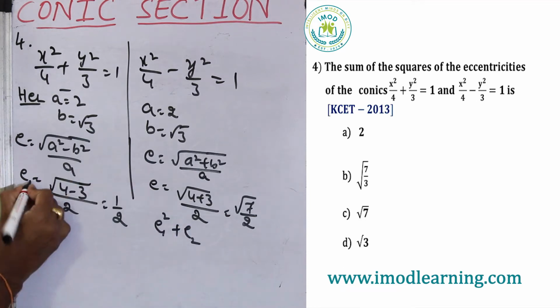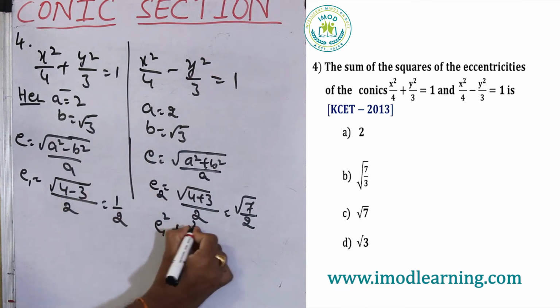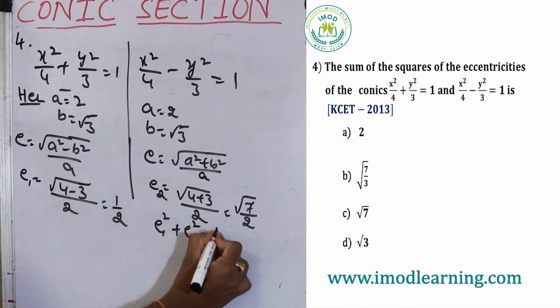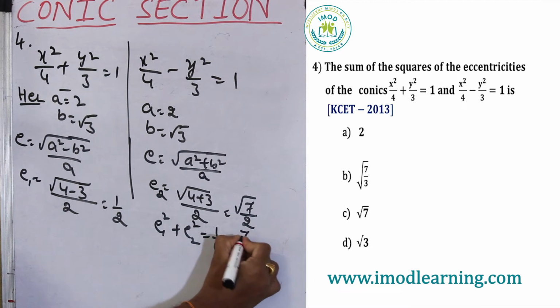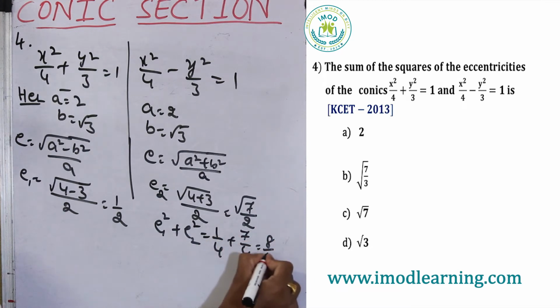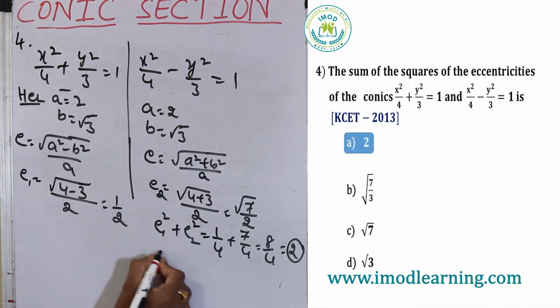So I call the first e1 and this e2. The sum of e squares is e1 square plus e2 square, which is 1 by 4 plus 7 by 4, which is equal to 8 by 4, which is equal to 2. So the option you have is A.